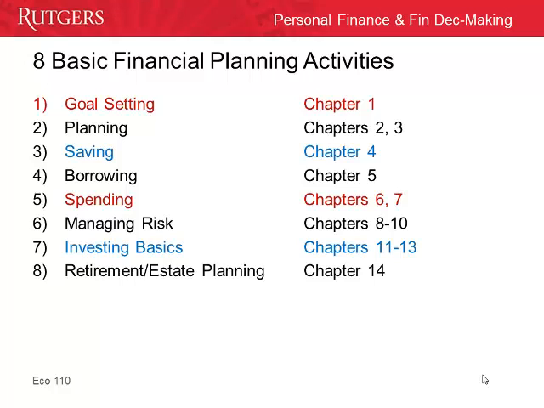The way to think about how the course is set up is there are 8 basic financial planning activities. And chapter 1 is thinking about financial planning and thinking about the idea of goal setting. As you can see on this slide, we'll spend a couple weeks thinking about the planning process. We're going to talk about savings issues. Then we'll have a chapter about borrowing issues.